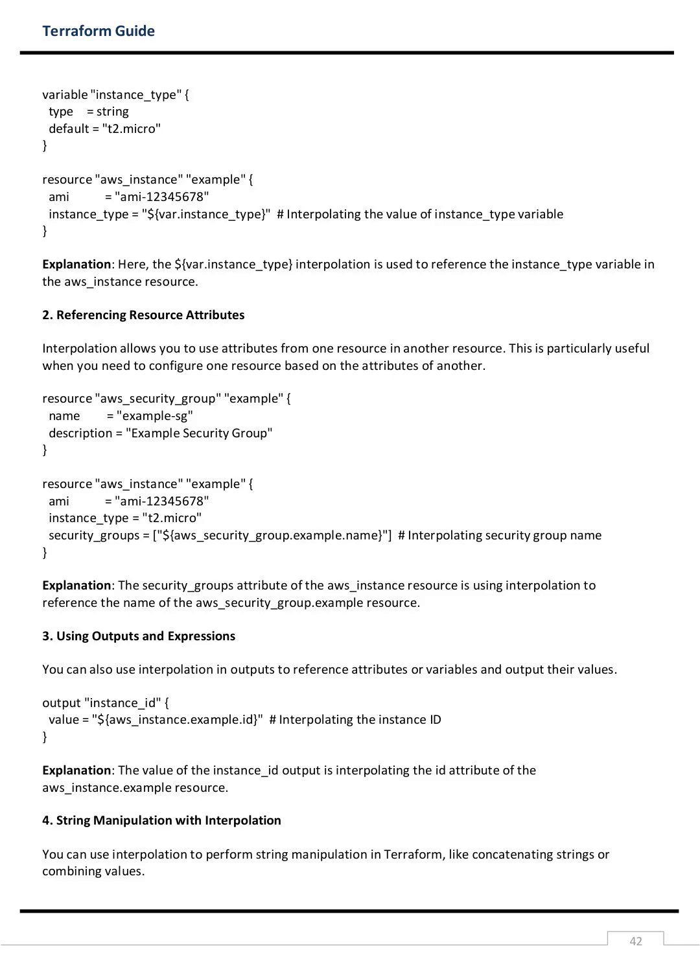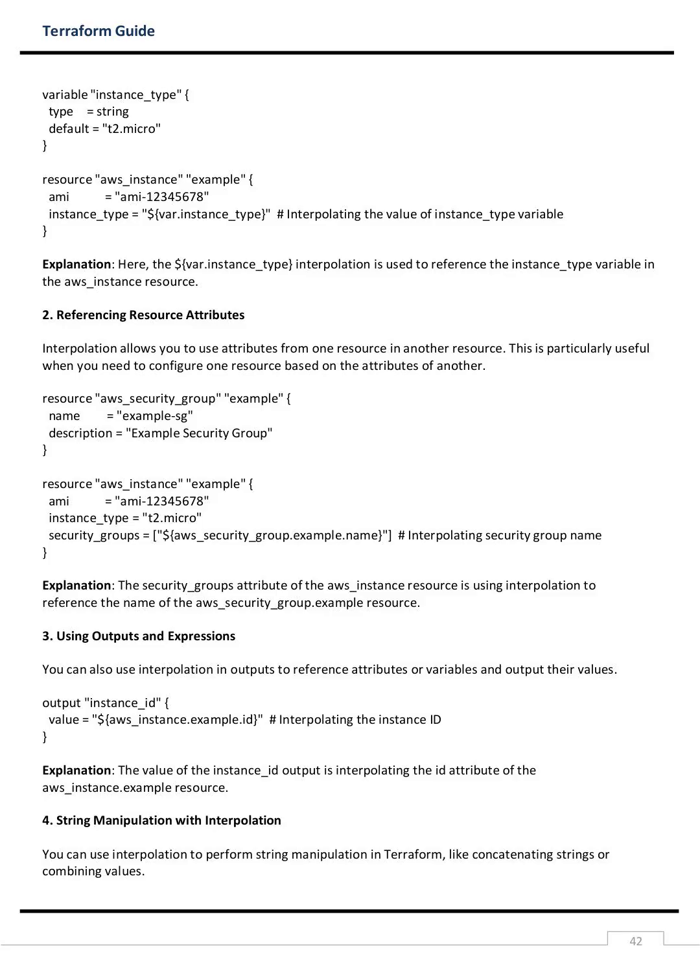3. Using outputs and expressions. You can also use interpolation in outputs to reference attributes or variables and output their values. Output instance_id, interpolating the instance ID. Explanation: the value of the instance_id output is interpolating the ID attribute of the aws_instance.example resource.